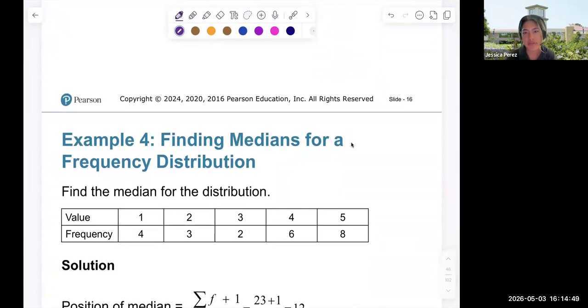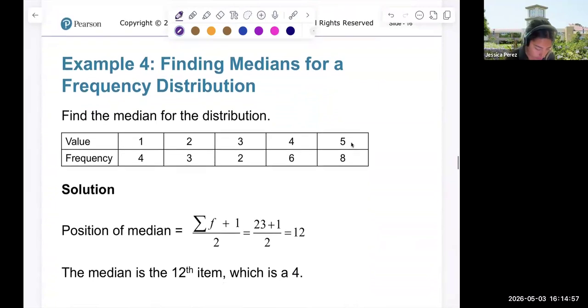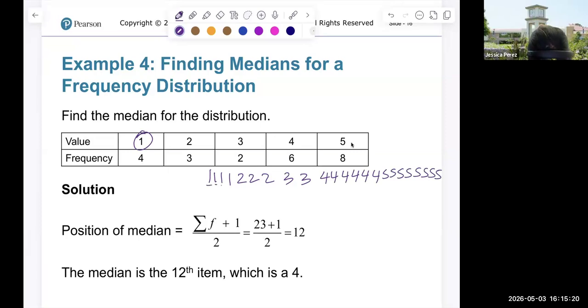So now what happens if I want to find the median from a frequency distribution? There's the value and there's the frequency. The first thing you want to do is sort the data. You have four 1s, then 2, 2, 2, then 3, 3, then six 4s, and then five 8s. Now how many values do we have? 1, 2, 3, 4, 5, 6, 7, 8, 9, 10, 11, 12, 13, 14, 15, 16, 17, 18, 19, 20, 21, 22, 23. N is 23.